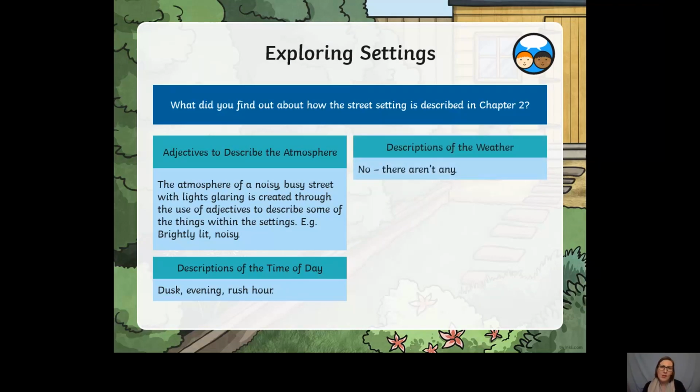Was there any description of weather? There wasn't, was there? They didn't talk about whether it was hot or cold, or whether it was dark, or whether it was snowy or raining. They didn't discuss that.